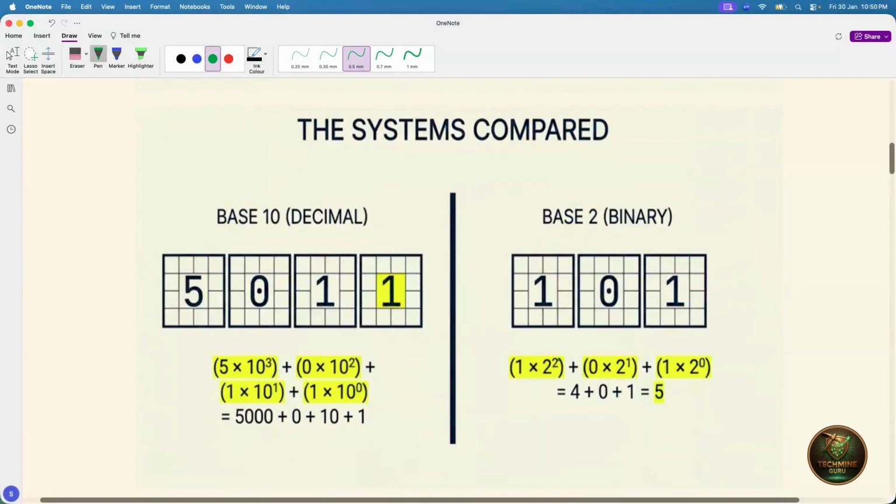So let's compare them. In base 10, the number 5011 is broken down as 5 times 10 to the power 3, plus 0 times 10 to the power 2, plus 1 times 10 to the power 1, plus 1 times 10 to the power 0, which gives us 5000 plus 10 plus 1, which is 5011, right? Similarly, in base 2, a number like 5 is simply 1 into 2 to the power 2, plus 0 into 2 to the power 1, plus 1 into 2 to the power 0, which gives us 4 plus 0 plus 1, which is equal to 5.